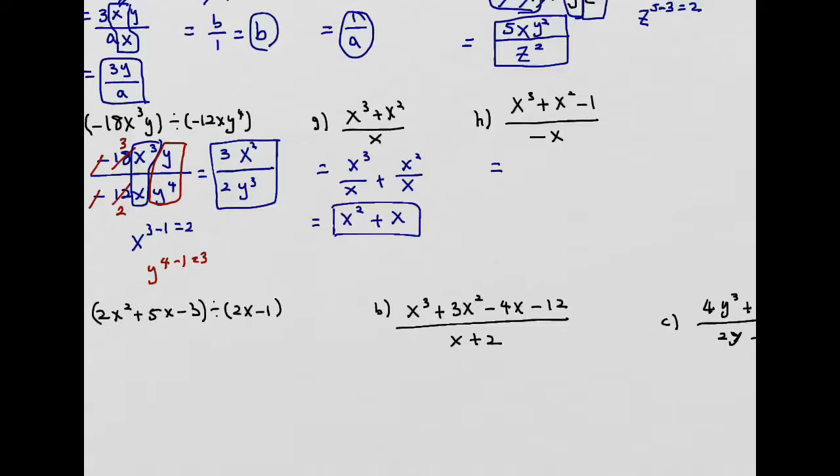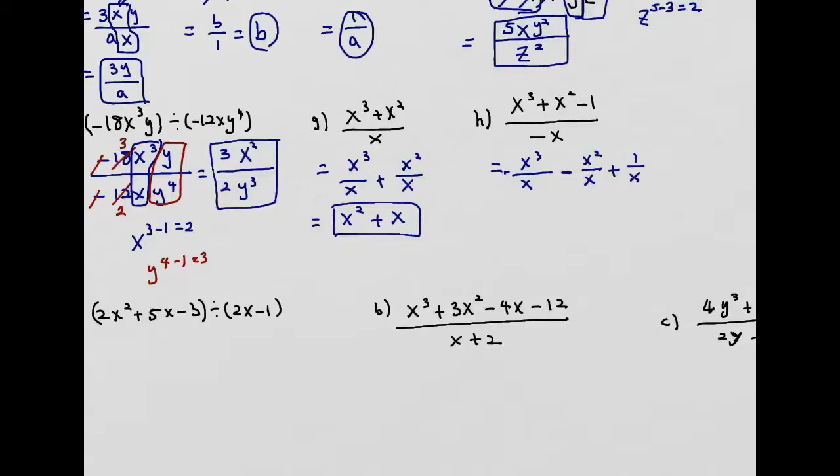So this one, you have x cubed over negative x. So I'm going to pull that negative sign out in front. And then you have plus x squared over negative x. So that will be just 1 negative, so it will be negative. Negative 1 over negative x, that's 2 negatives, so it will be positive 1 over x.